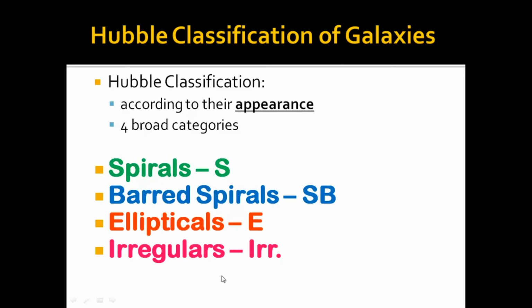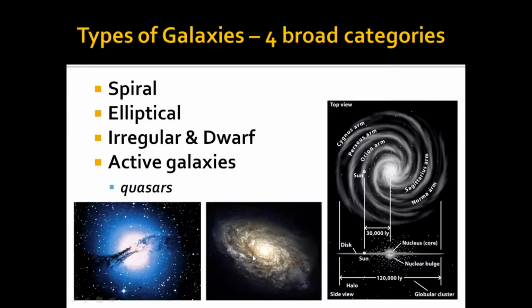Now, there really is kind of a 5th category that I'll talk about a little bit later. But the Hubble classification, all based on appearance, classifies galaxies into spirals, designated by a capital S, barred spirals, designated by SB, ellipticals with an E, and irregular galaxies, indicated by IRR. So let's look at these. Spiral, elliptical, irregular. Now, nowadays, we also consider irregular or dwarf galaxies.